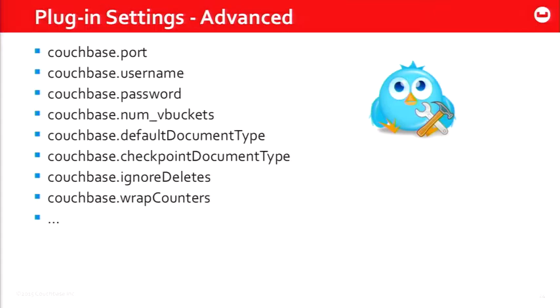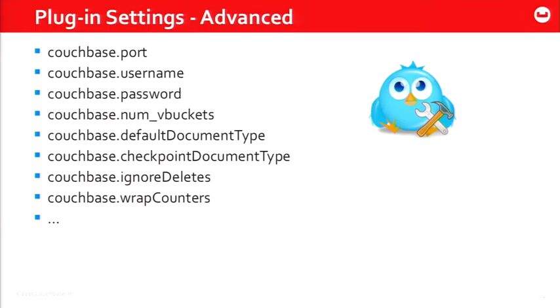And finally, some more advanced settings. You can override which port you want to listen on on the Elasticsearch side, what the Couchbase username and password are, and the number of V buckets. As you know, Couchbase is distributed, so each node has a number of partitions, and our Elasticsearch plugin is mimicking this. So you may want to override this.